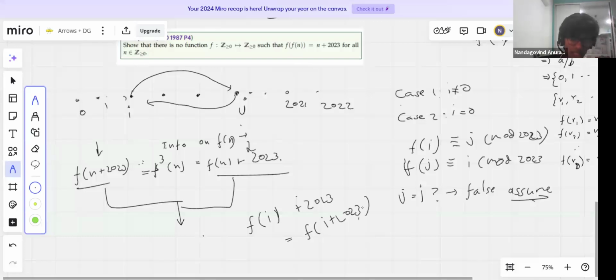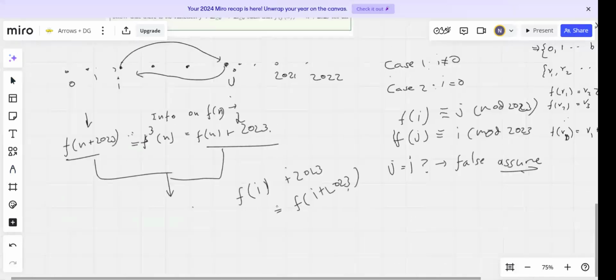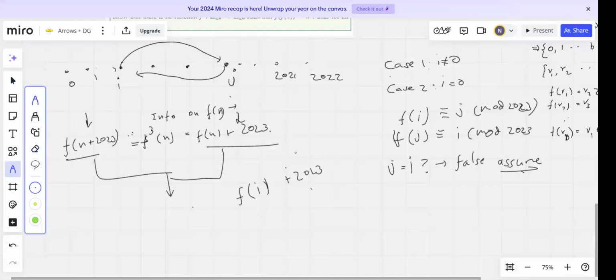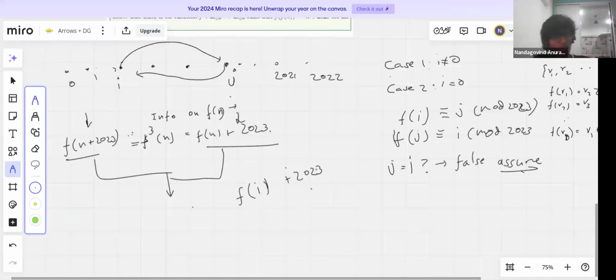Okay. What are you saying? So, I was a bit puzzled about the i to j, j to i thing, because if i is going to map to f of i is equal to f of i plus 2023, and so on. Oh, wait, that's right. Wait, I didn't follow.